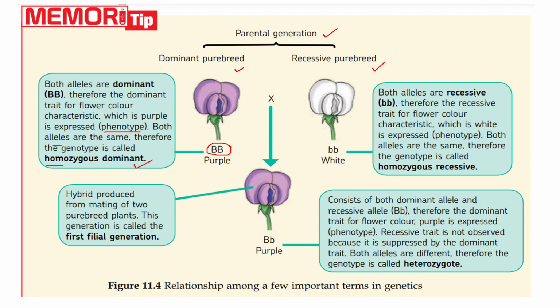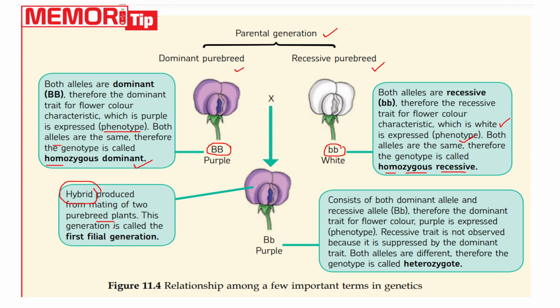Let's look at another parent with both alleles recessive, characterized by both small letter b for flower color characteristics, which is white, is expressed, the phenotype, what we see with our eyes. Both alleles are the same, therefore the genotype is called homozygous recessive. Hybrid means the product that is produced from mating of the two purebred plants.